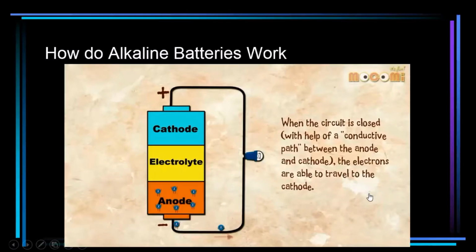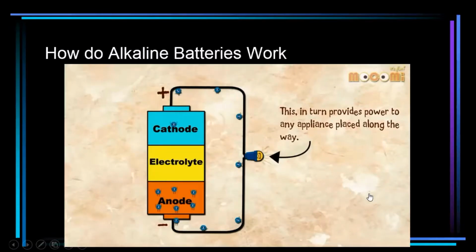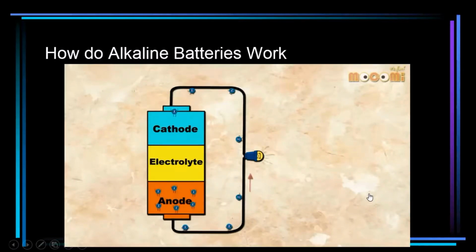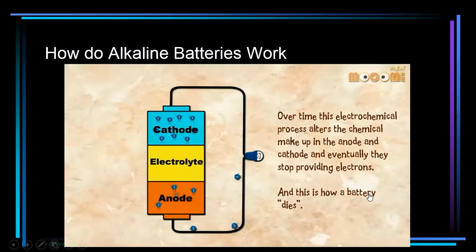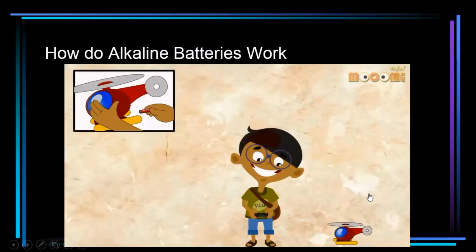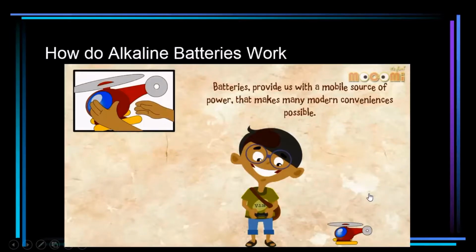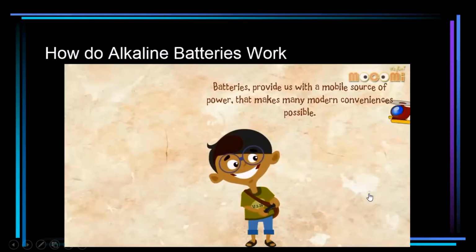When the circuit is closed with the help of a conductive path between the anode and cathode, the electrons are able to travel to the cathode. This in turn provides power to any appliance placed along the way. Over time, this electrochemical process alters the chemical makeup in the anode and cathode, and eventually they stop providing electrons. And this is how a battery dies: one side of the battery loses all of its electrons. Batteries provide us with a mobile source of power that makes many modern conveniences possible.